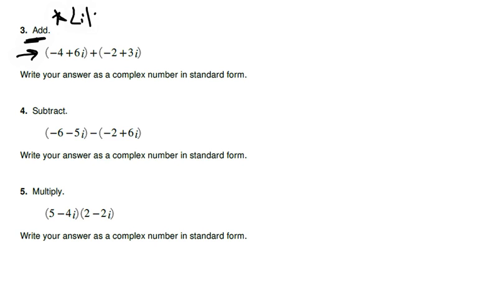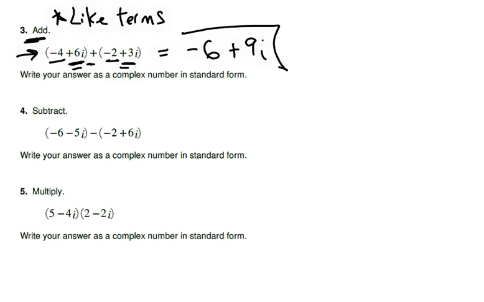And the key to all this is that we're going to treat these like terms, namely the real parts we're going to combine and then the imaginary parts we're going to combine. So let's get after it. Negative 4 plus a negative 2 is going to be a negative 6. A 6i plus a 3i is 9i. So negative 6 plus 9i. Hooray! We're done with that problem.